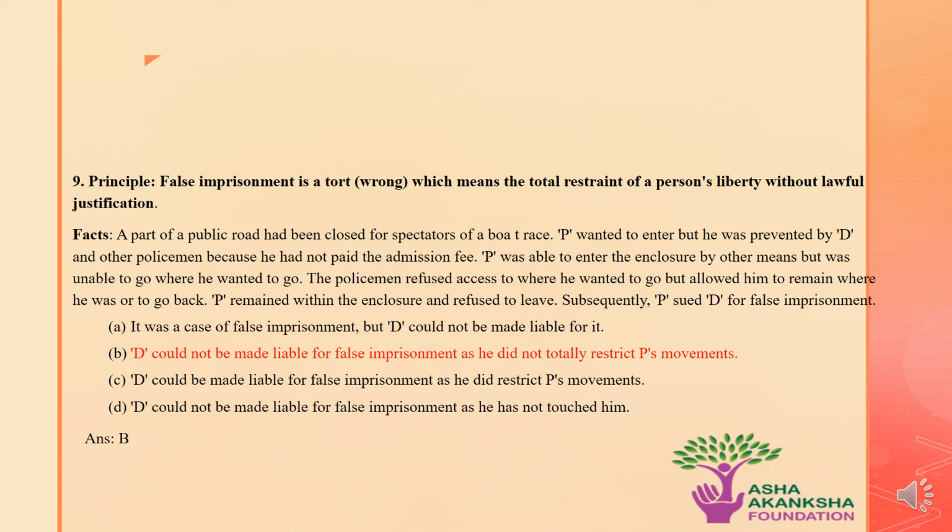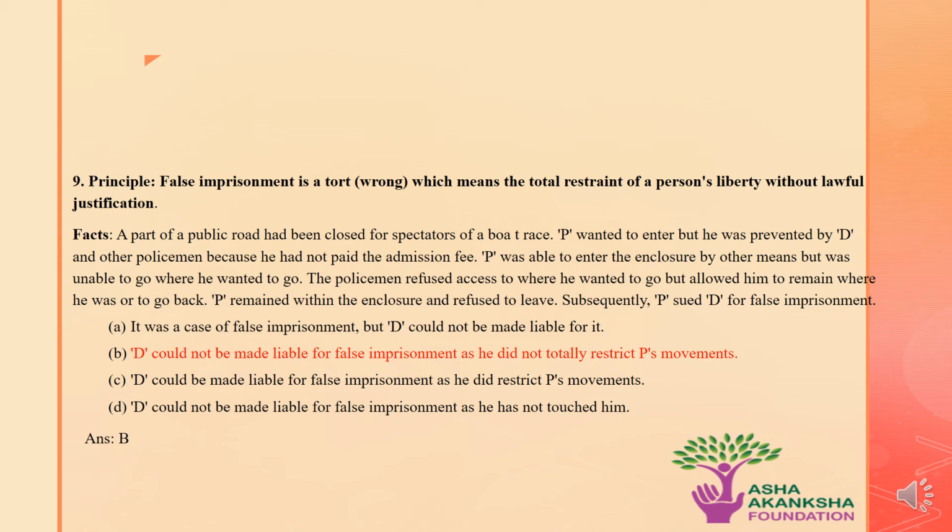P was able to enter the enclosure by other means, but was unable to go where he wanted to go. The policeman refused access to where he wanted to go, but allowed him to remain where he was, or to go back. P remained within the enclosure and refused to leave. Subsequently, P sued D for false imprisonment. In the above said fact, which of the following options are correct?